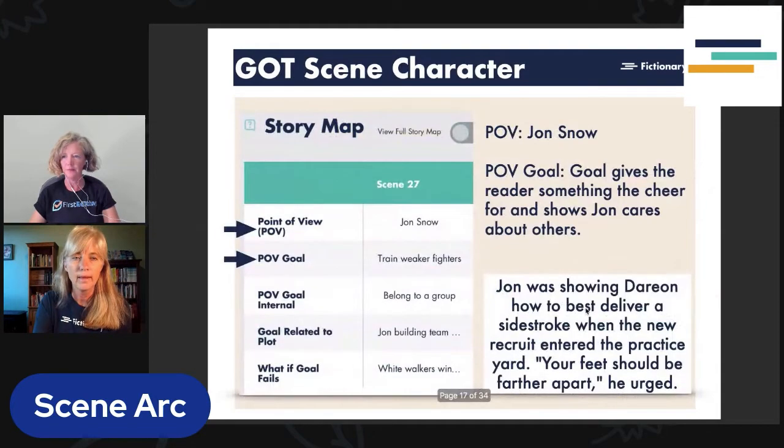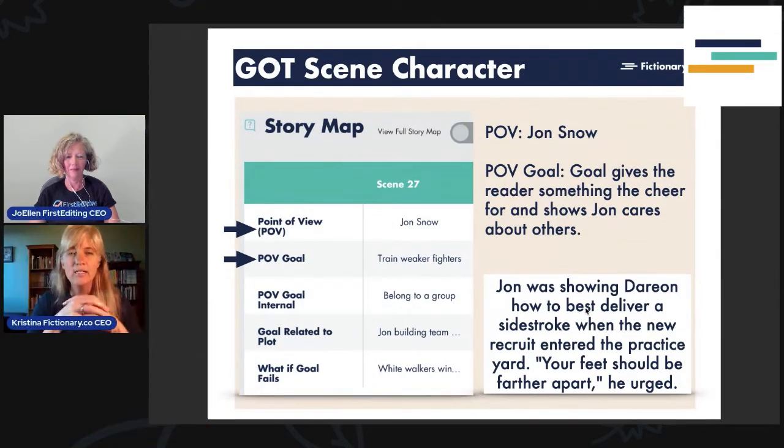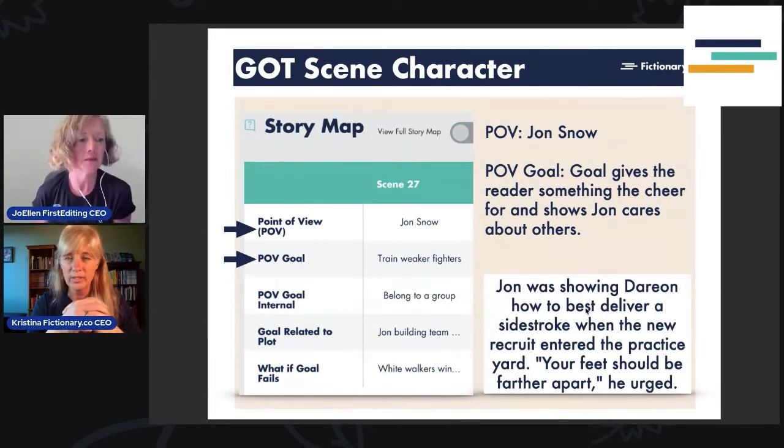Very good. Okay, so let's start with the character. And I'm only going to do some of the story elements because there's no way we can do it in an hour. So I've picked the key ones, which I think make this scene just brilliant. So Martin has chosen Jon Snow as the point of view. And really, if you want to see an example of point of view control, this is a great book to read.